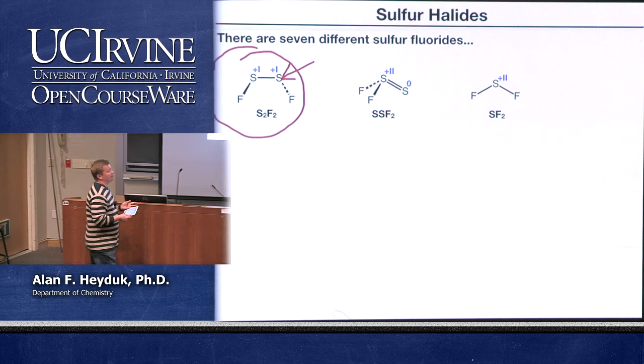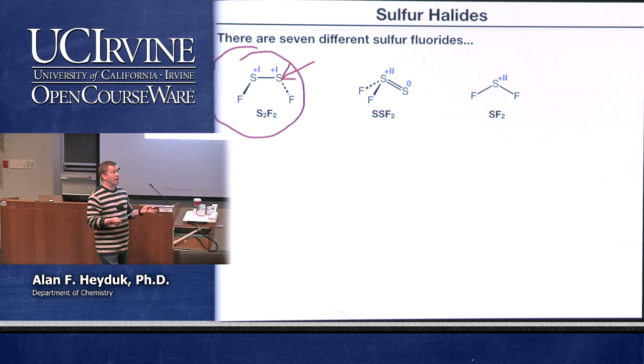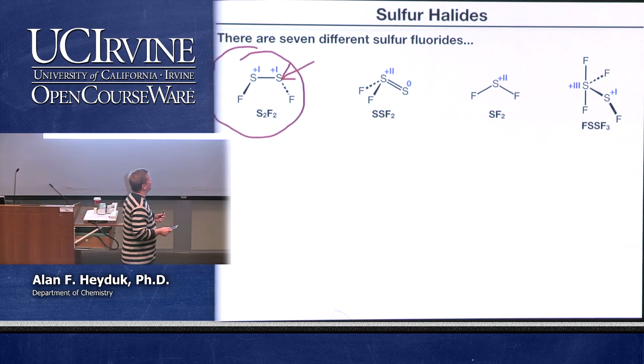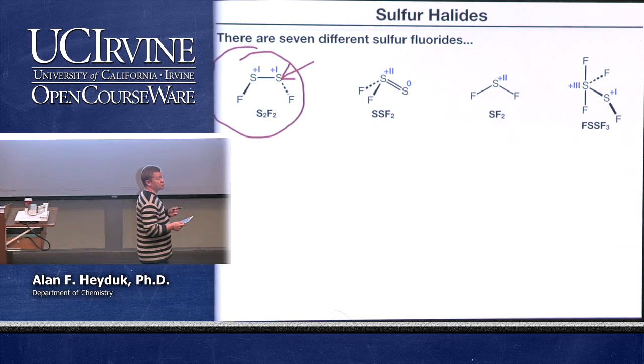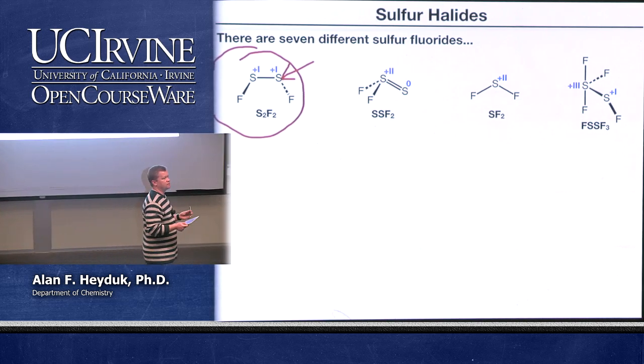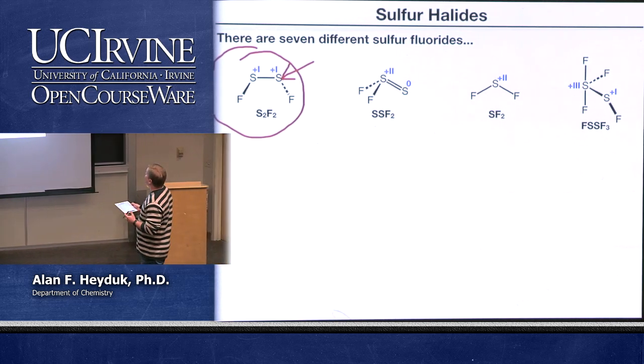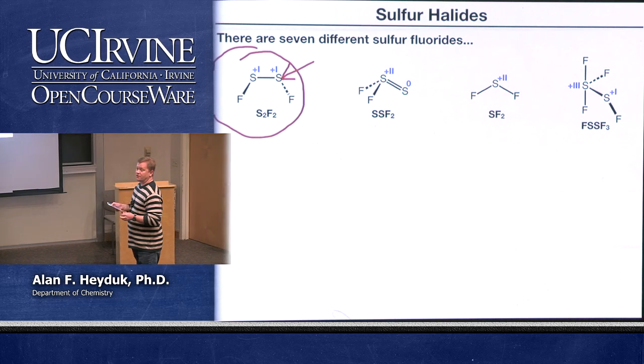You can have SF2, again, probably not surprising, kind of looks like water. We can get more complicated. That one looks really weird. So we have a sulfur-sulfur bond. One of the sulfurs is bonded to a single fluorine. The other sulfur is bonded to 3 fluorines.